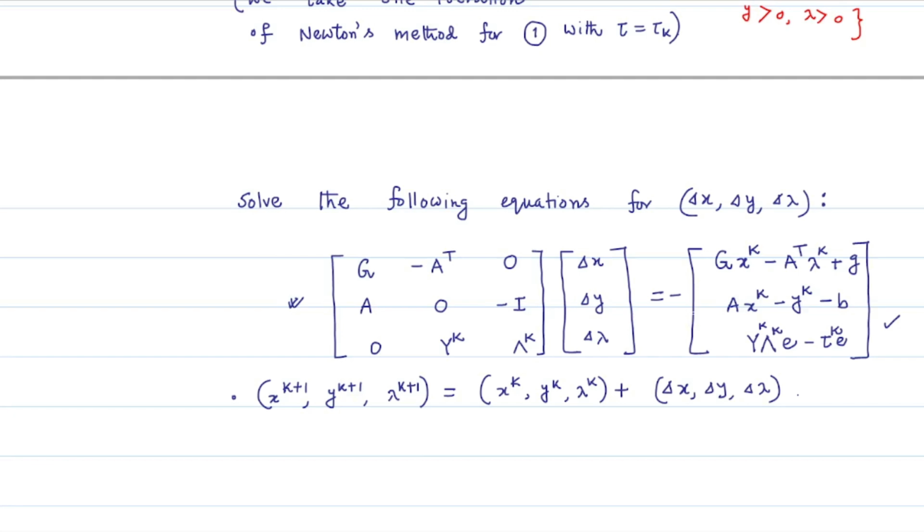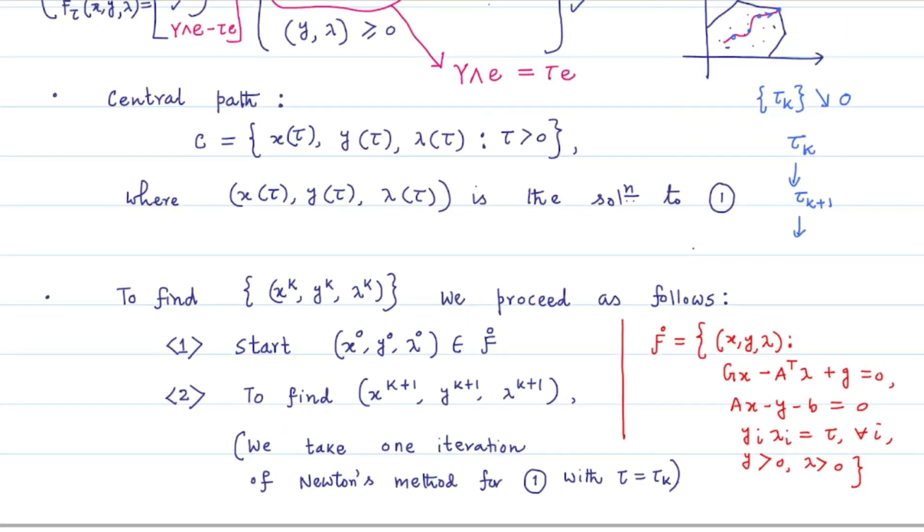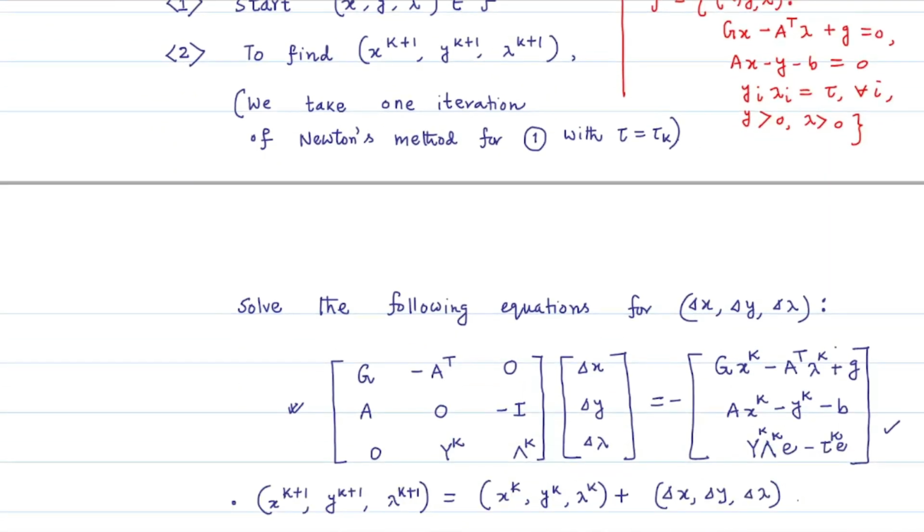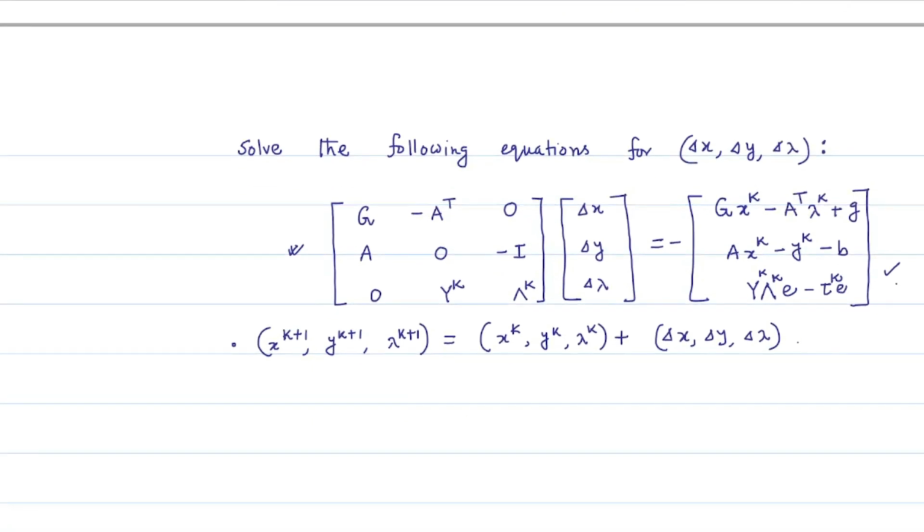It is not that. We are not actually finding a solution of these approximate KKT conditions for a given value of tau is equal to tau k. But rather for the given value of tau k, we are considering the equations in the Newton scheme. This equation, find out delta x, delta y, delta lambda, get the next iterative point xk plus 1, yk plus 1, lambda k plus 1 given by this equation.